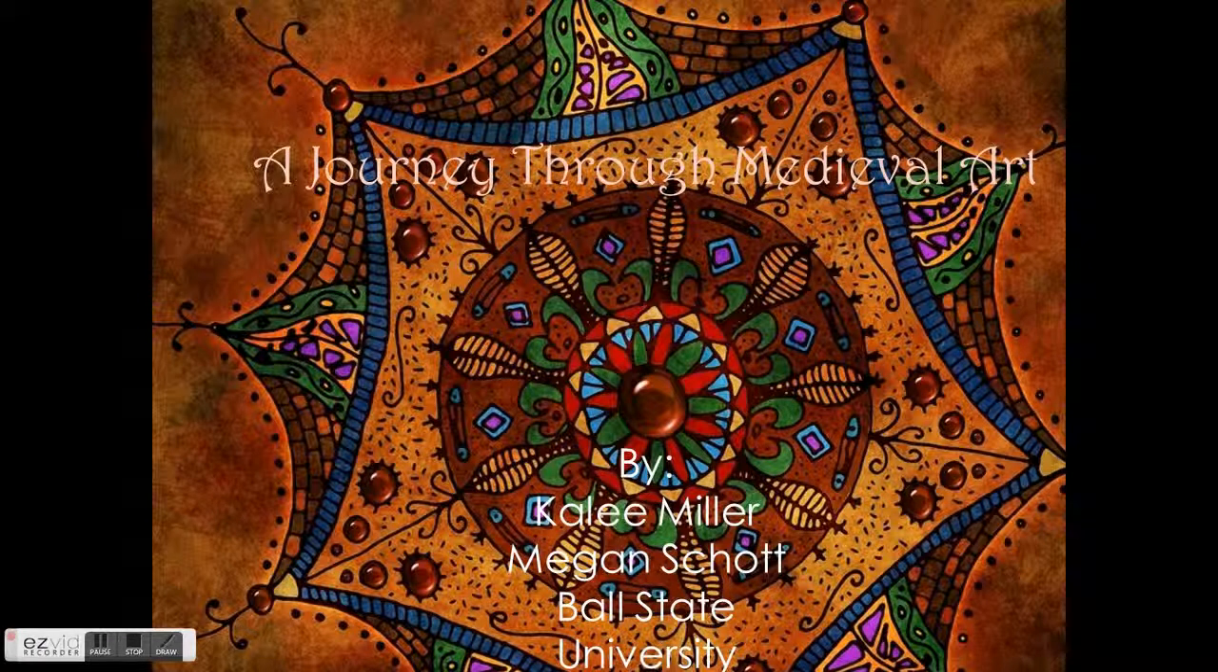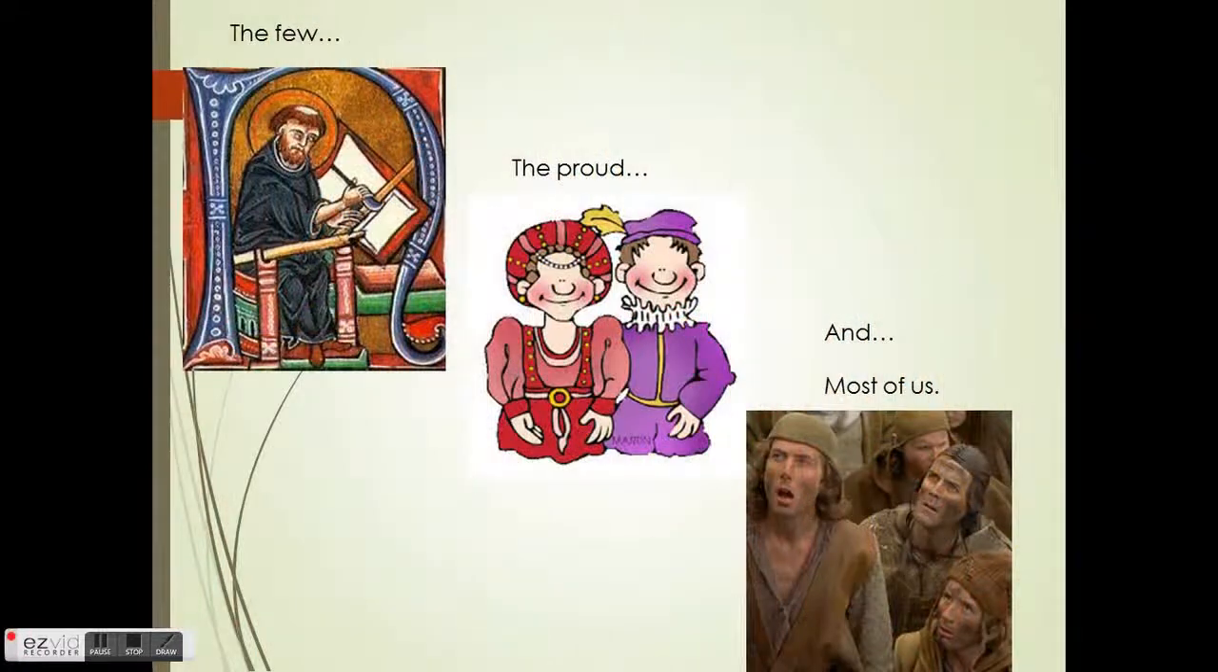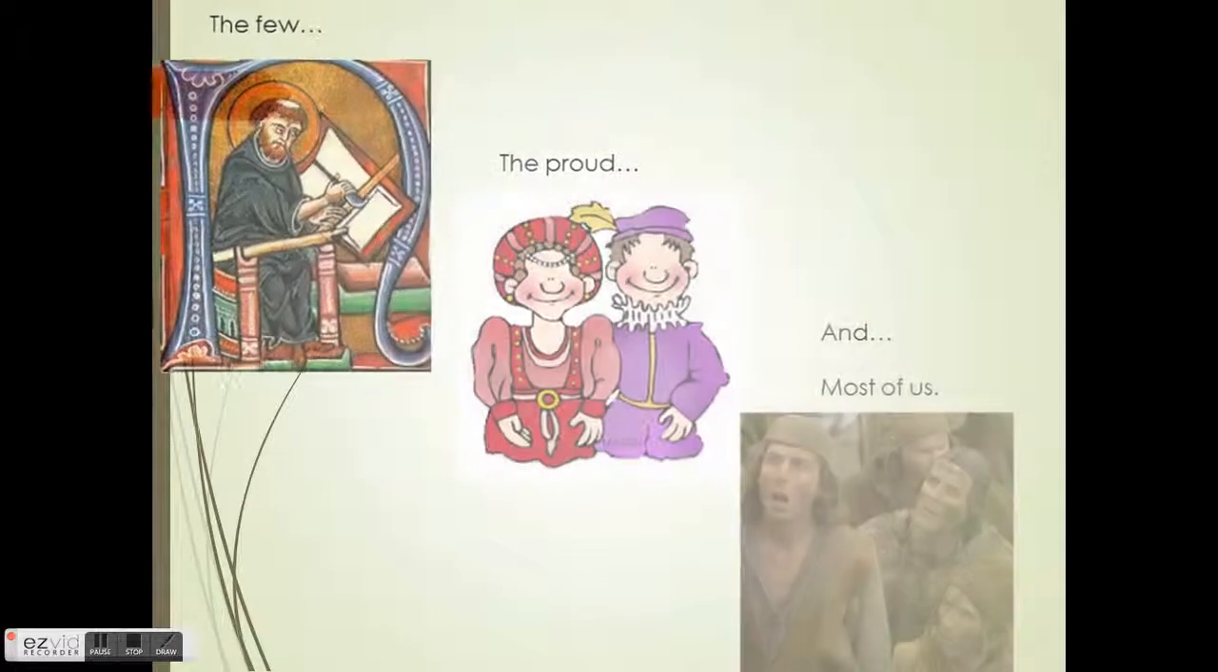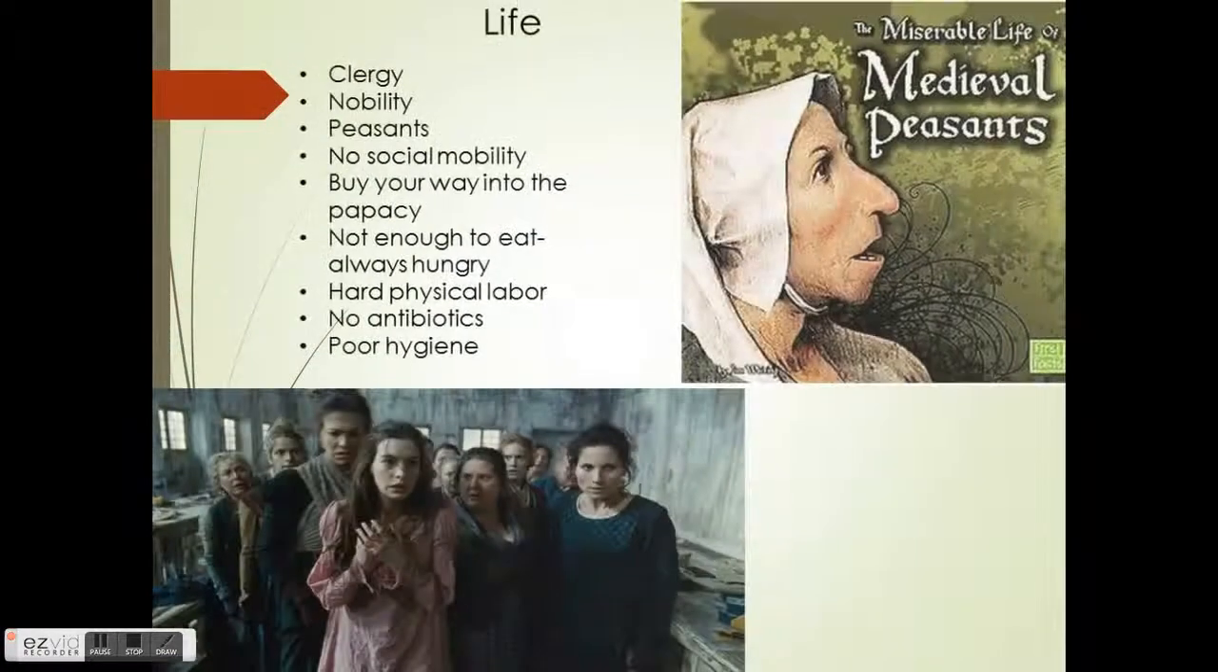You can't talk about art in the Middle Ages without first understanding the daily life of someone living during that time period, so that's where we'll begin. Society was structured into three main divisions, what we would consider social classes: the clergy, the nobility, and the peasants. Peasants are what most of us would be had we lived during that time period. But you should be glad that you didn't live then.